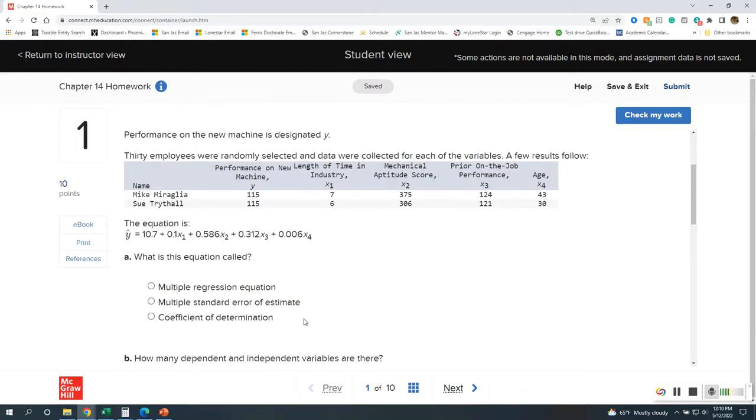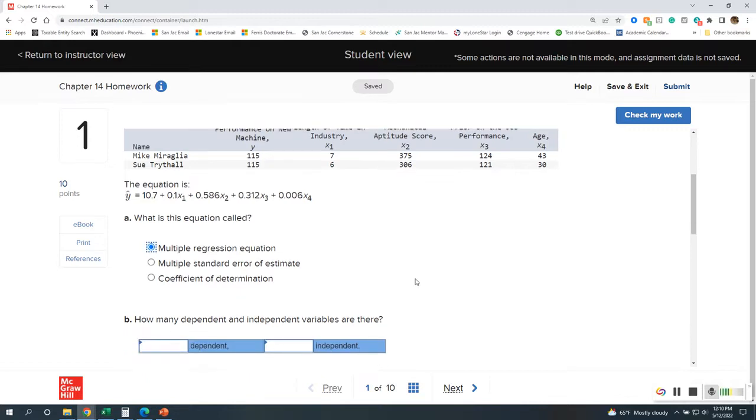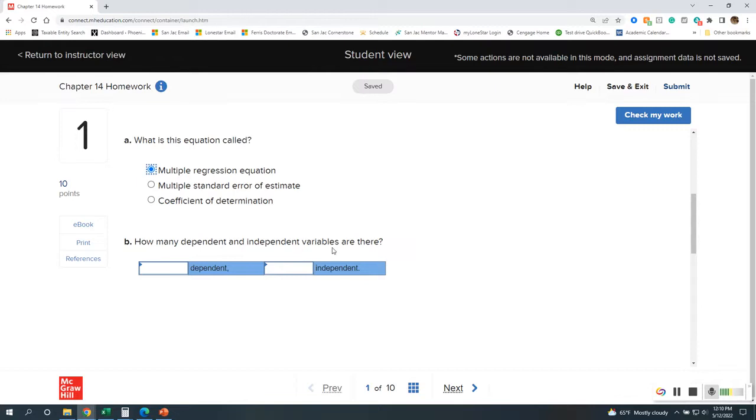So, here's our information. We have our 4 variables that we're doing. The equation is y hat equals 10.7, which again is our y-intercept, plus all 4 of these slopes with the variables. So, what is this equation called? Just exactly what this chapter is, a multiple regression. How many dependent and independent variables? We have 1 dependent and 4 independent.